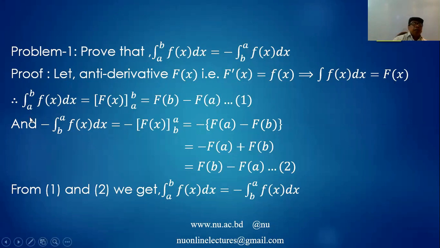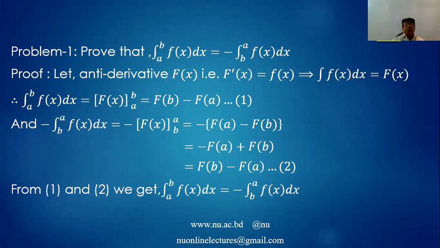Now the integration from a to b of f of x dx equals, as we know from the antiderivative, F of x with limits a to b. If we substitute the values, first we have to substitute the upper value, then the lower value, as you know from the rules. So it will be F of b minus F of a. This is equation number one.